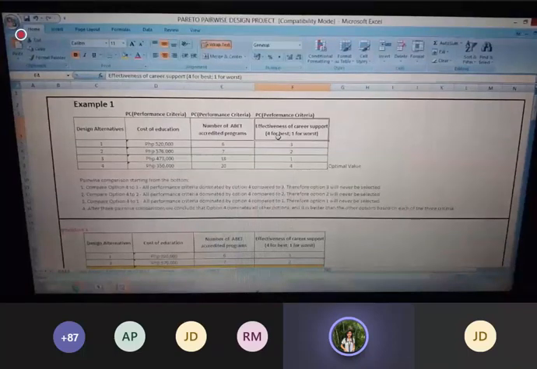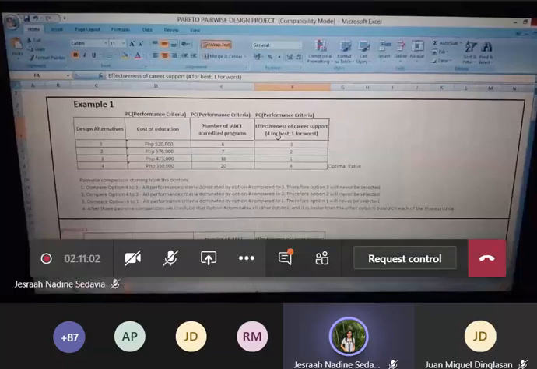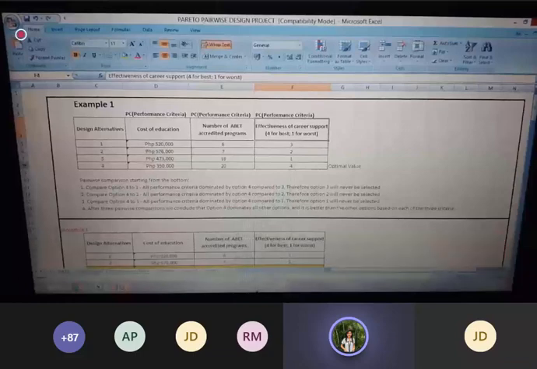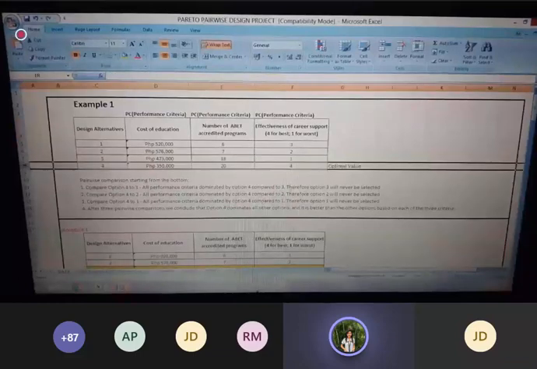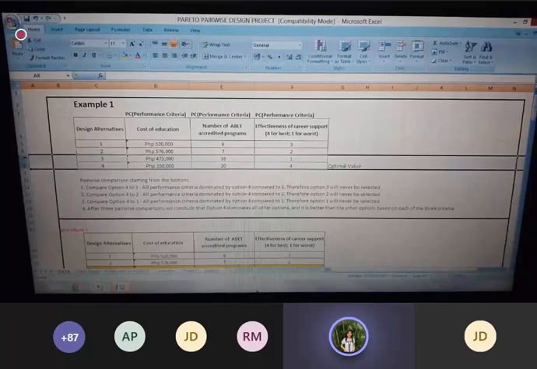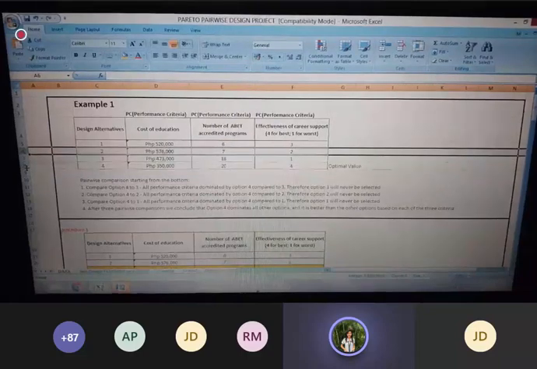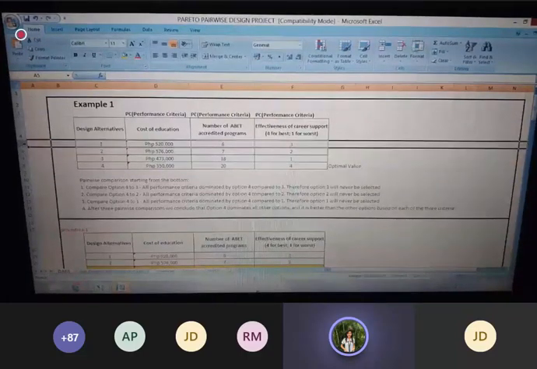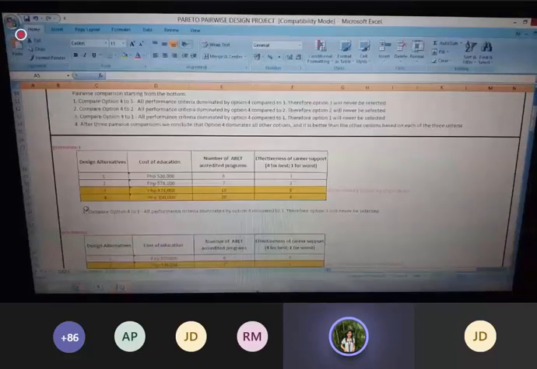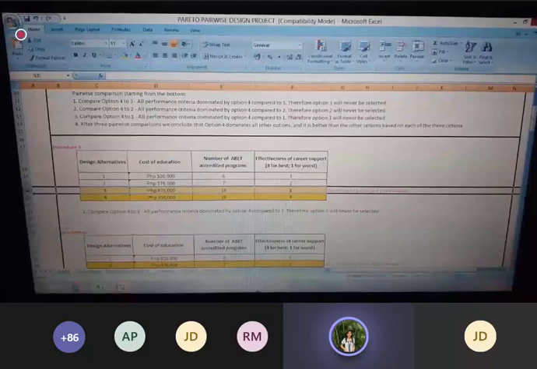So let's say, for instance, we use pairwise comparison for this method. Let's say, for instance, comparing design alternatives 4 to 3, then comparing 4 to 2, then comparing 4 to 1. Okay, so let's proceed with the first procedure, which is comparing 4 and 3. So as you can see, this is highlighted. So we use a pairwise comparison for that.